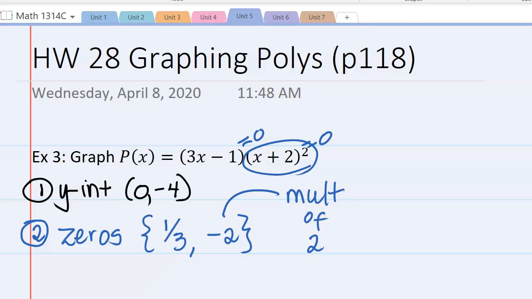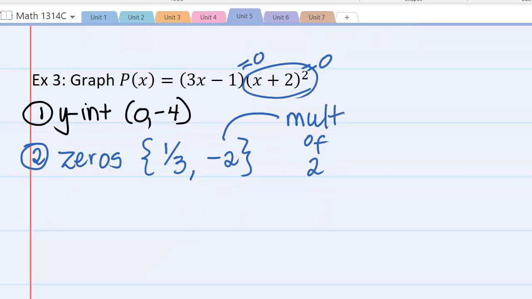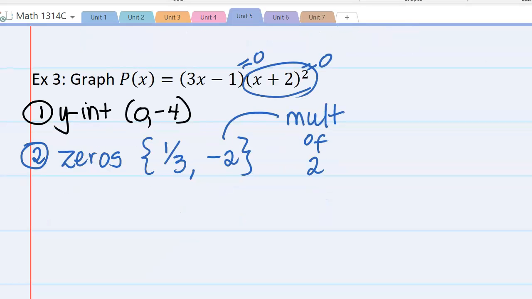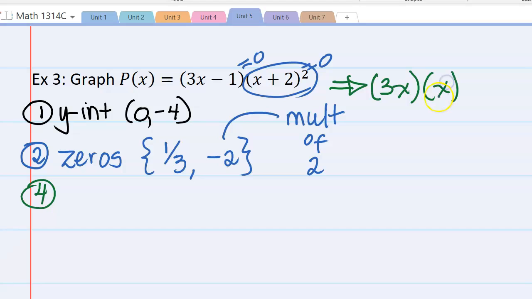Since we did not do synthetic division, we do not have extra points, so we will skip step 3. For step 4, we need to look at the end behaviors for p of x. Since p of x is in factored form, we need to find the leading or dominating term. We will simplify the factors into 3x and x squared. We got rid of the constants of the linear factors. When we multiply 3x and x squared, this will give us our leading term of 3x cubed.